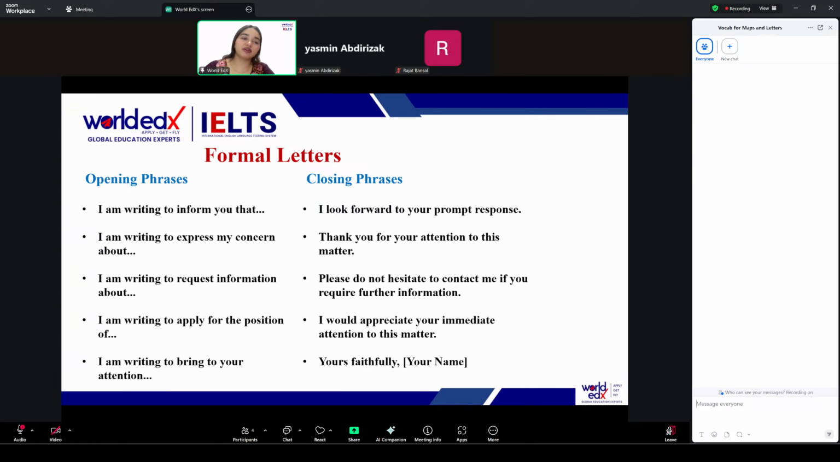So basically, opening phrases, closing phrases, and then you write the sign-off. If it is a formal letter, you write yours faithfully. If it's an informal letter, you can write anything that you want: much love, with love, and all of that. And if it's a semi-formal letter, just write yours sincerely. The mnemonic that you can learn is F for formal, F for faithfully, S for semi-formal, S for sincerely.